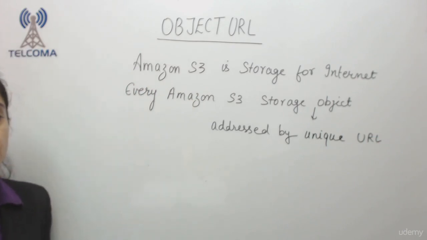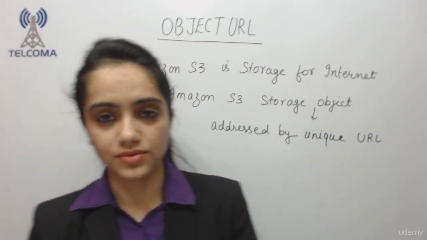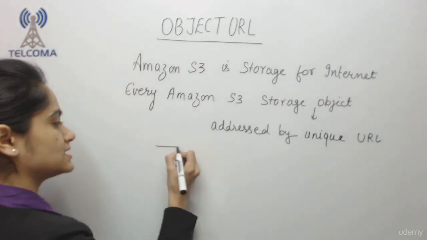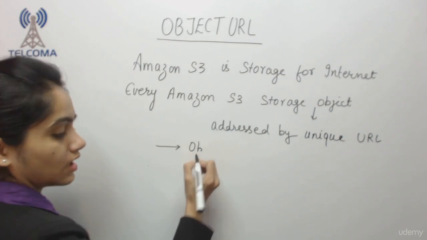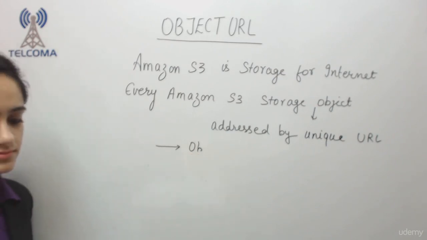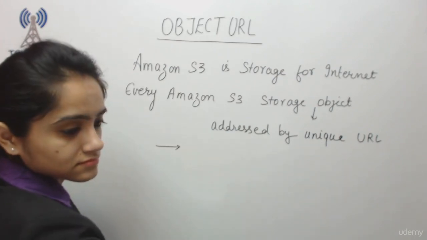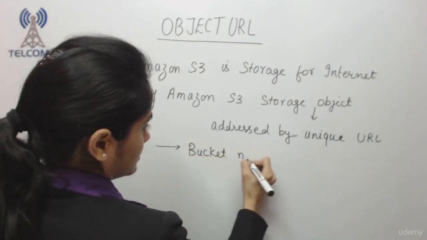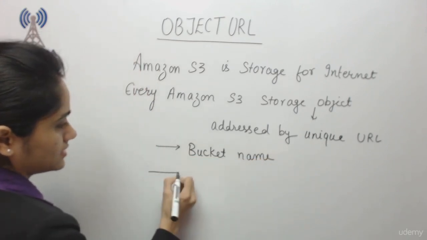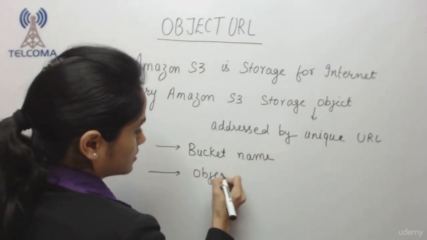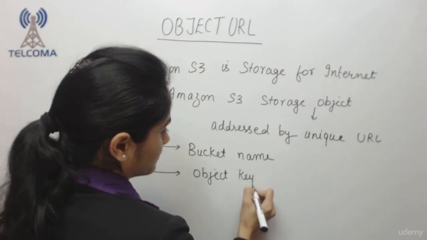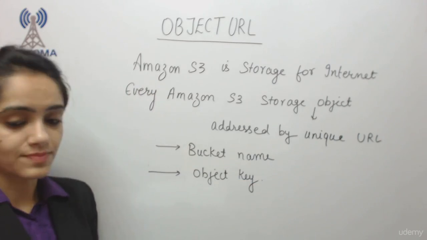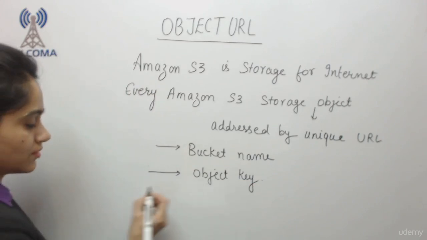Now this unique URL is formed using the web services endpoint. That means it requires our bucket name where it is stored, and also it requires the object key. So the URL through which we can address it requires the bucket name and object key.